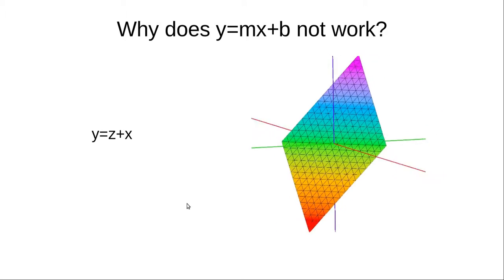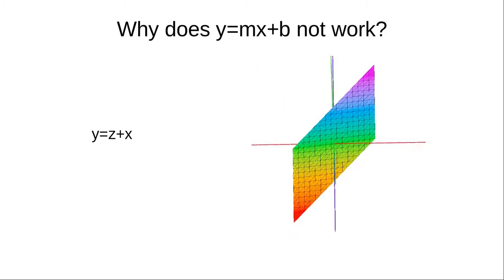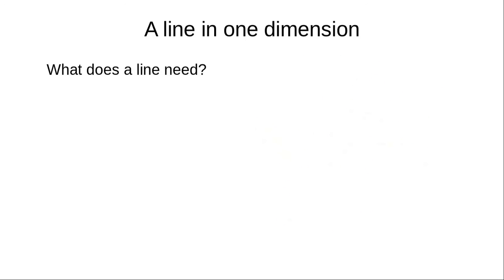So how do you create a line in 3 dimensions? To answer this question, I will first explain how to write a line in 1 dimension. Let's start by figuring out what a line really needs. A line needs a starting point, for which I will use D, and a direction, for which I will use A. We can then create the equation x equals at plus d.